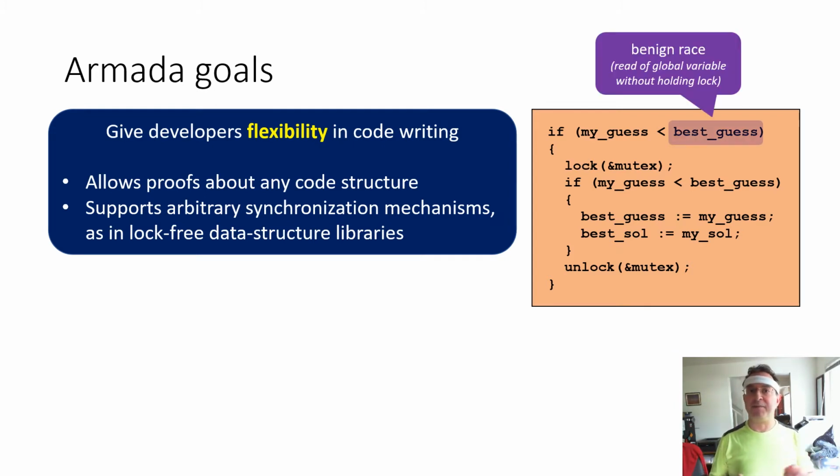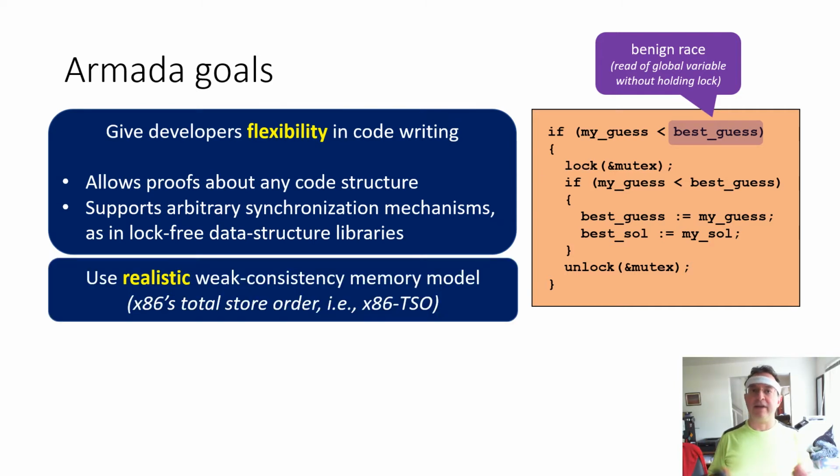This is searching through a space of solutions looking for the best one, the one with the shortest path. In this snippet of code, you'll notice there's a benign race where it reads the global variable best guess without holding any lock. But this is benign. It is safe to do so because even if it sees a stale value, it's still going to acquire the mutex and read it under the control of that mutex.